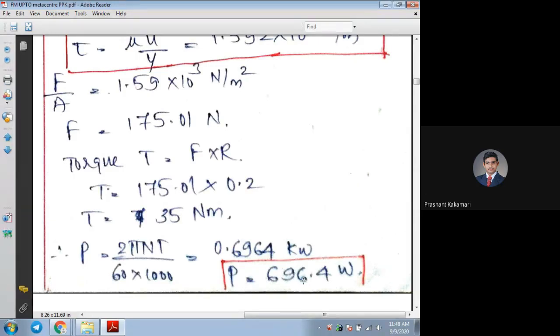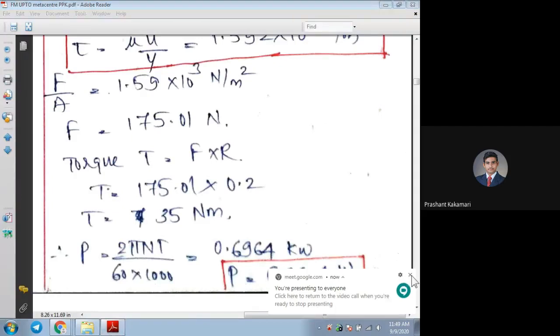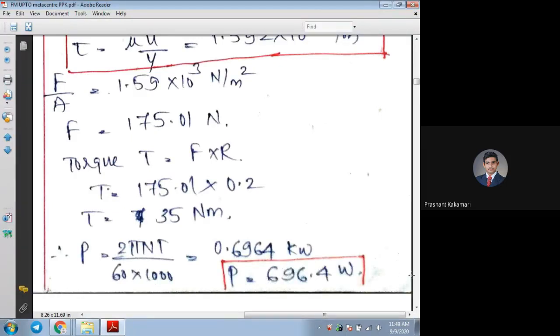If I supply a power of 695, just less than this power, what will happen? You just reply. It will not rotate. You cannot rotate the shaft. If I supply less than this value, 696.4, it cannot rotate, because the minimum power required is this much. And if I supply more than this also, this much power is lost to overcome the resistance of the liquid.